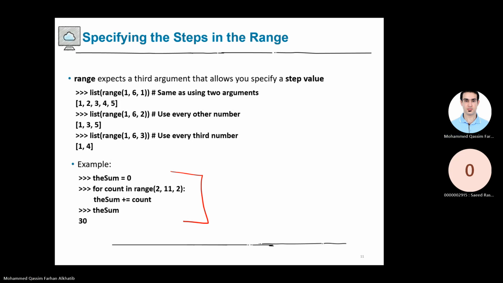Okay. If I want to make it odd between 2 and 11, what is the modification I need to do? What are the odd numbers between 2 and 11? Which 2? The last? See. Count in range 2, 11, 2. Change to 1.